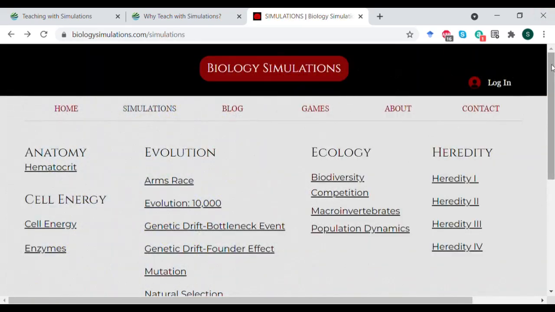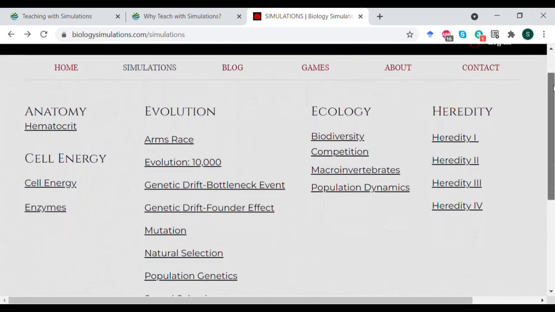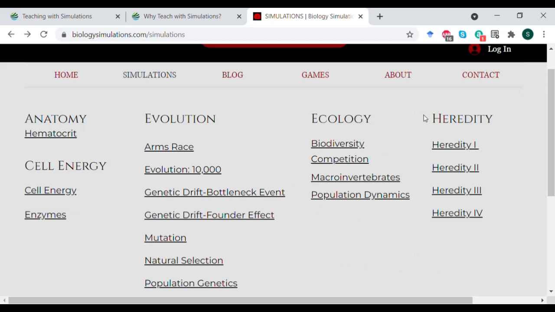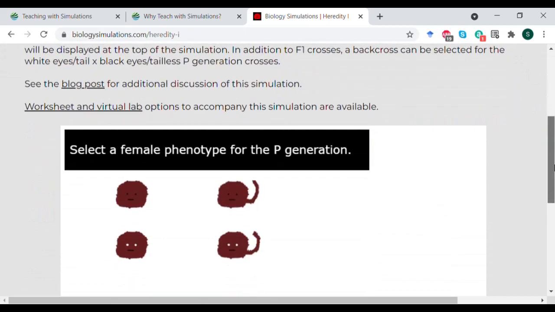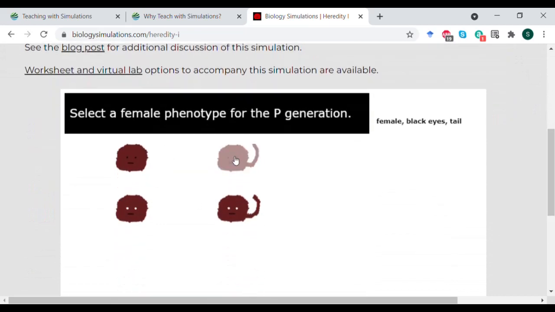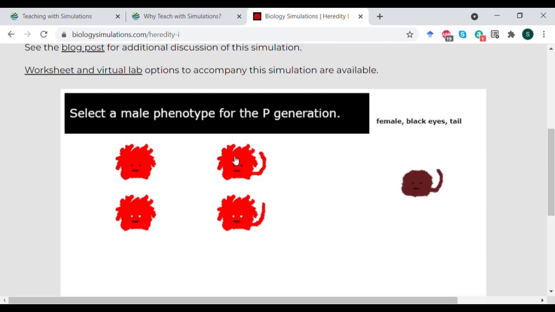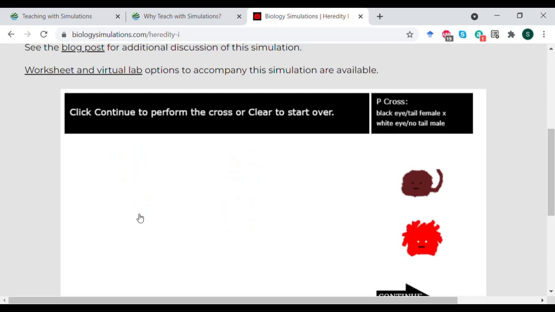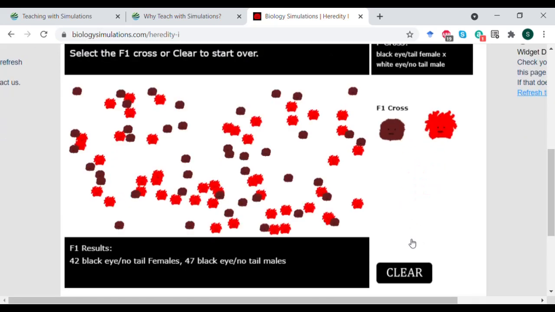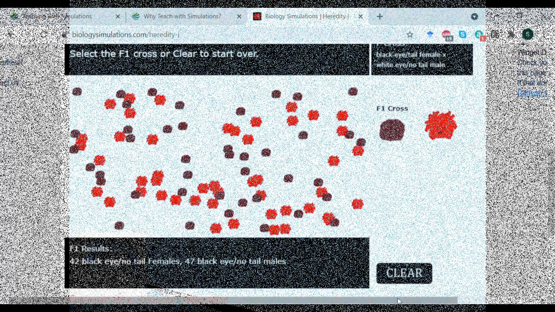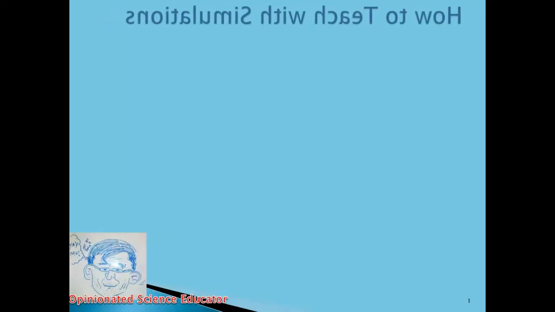Another one that I've chosen, as you can see there are a few, is looking at the hereditary one. In this one, students will be able to select phenotypes for the F1 generation. There's also a worksheet and virtual lab available. So they would click on the female and the male P generation. You then let the simulation run and it will show you the number of offspring, and it will give it to you in a set of numbers, and students could then work out the ratios. So that is the types of simulations that are available.